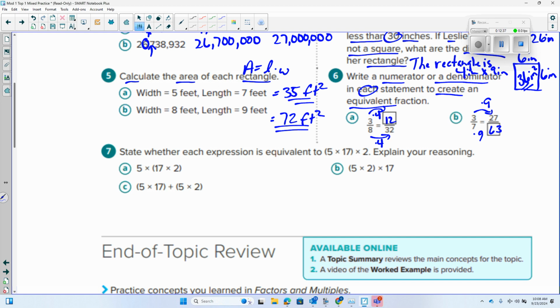Okay, state whether each expression is equivalent to this. Explain the reasoning. So 5 times 17 times 2. This one will be yes. And my reasoning would just be associative property. I just changed the numbers I put together.